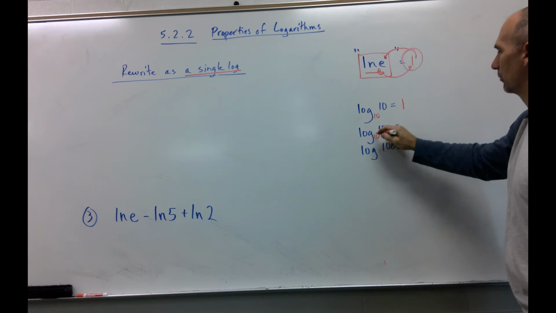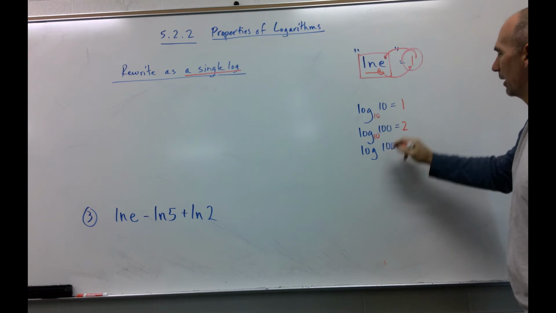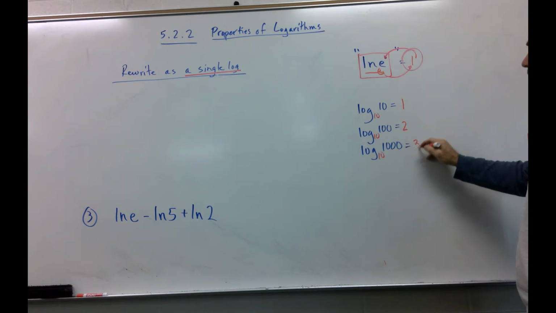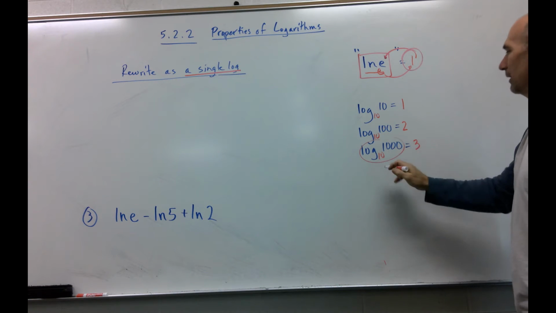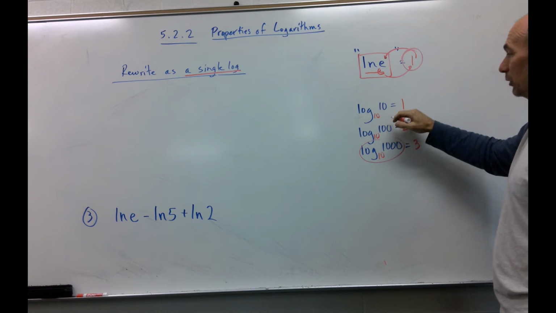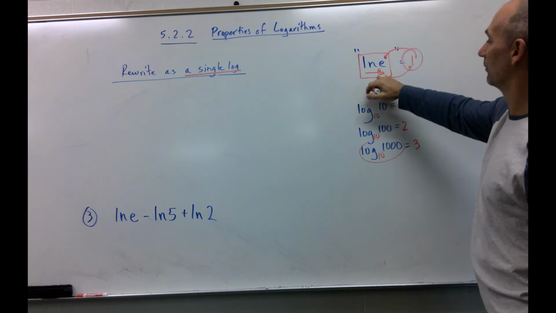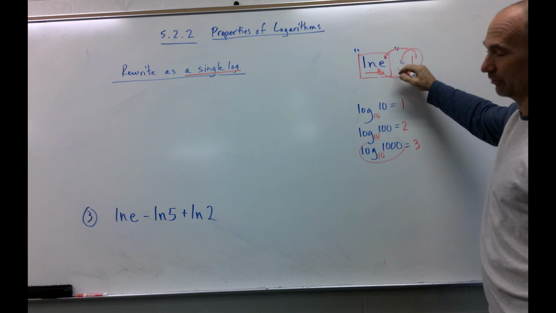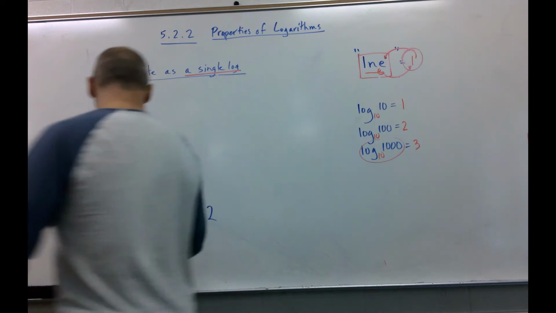There's an invisible 10 there. 10 to the second power is 100. There's an invisible 10 there. 10 to the third power. So when you see this, you can replace it with 3. When you see this, replace it with 2. When you see this, replace it with 1. When you see natural log of e, most of the time you replace it with 1. So I just want you to be on the lookout for that.